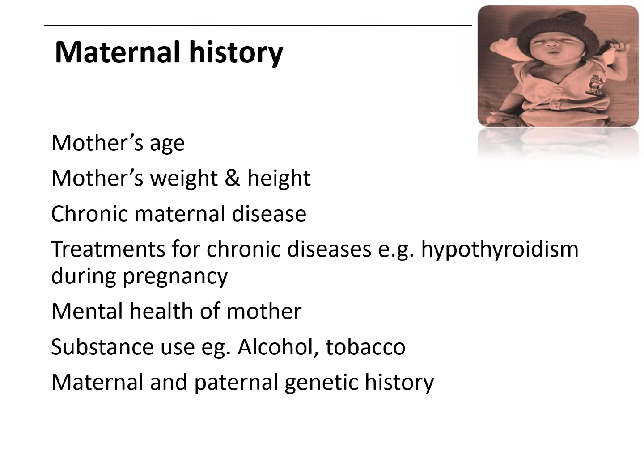Hello everyone. Now after family history and SES, we have to write down the maternal history in which we have to write down the mother's age, weight, height, any chronic maternal disease if present, then about the treatment for this condition. Example, mother is suffering from hypothyroidism, then about the thyroxine we have to write down. Then mental health of the mother, substance use, alcohol, tobacco, anything mother is consuming. Then about the maternal and paternal genetic history we have to write.